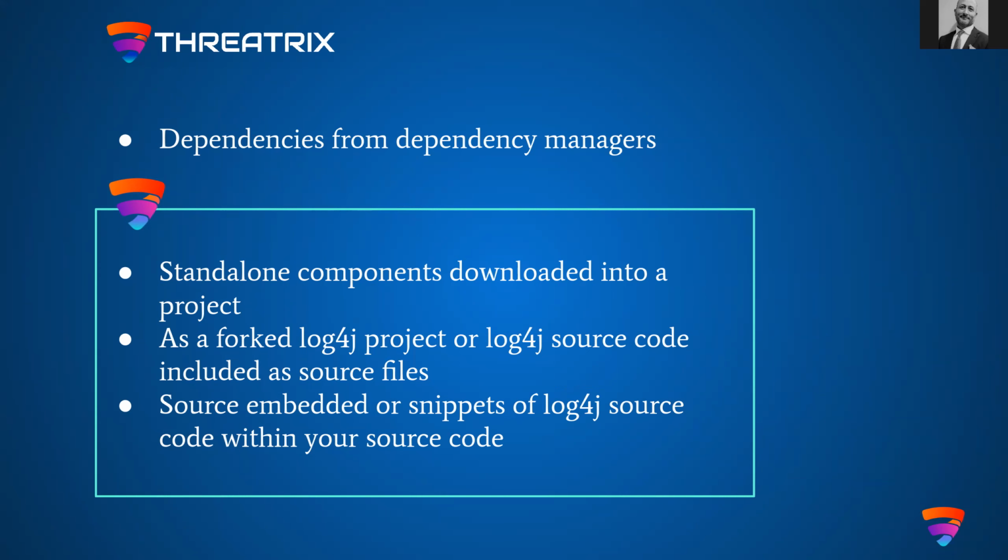Threatrix can detect Log4j source code and embedded Log4j references when the file name is changed, and even if the file itself has been changed substantially, such as by changing the class name, method names, or variable names. We have spent years developing this proprietary technology.